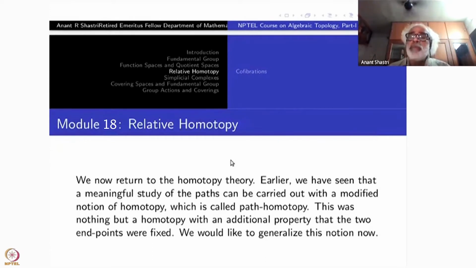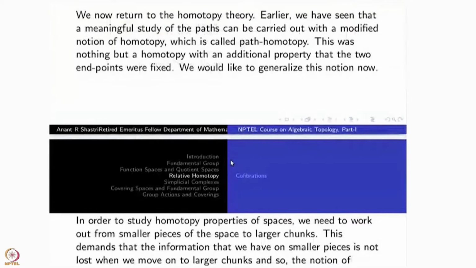Namely, path homotopy was defined as a homotopy which keeps the endpoints fixed. So this idea will now be generalized completely. In order to study homotopy properties of spaces, we need to work from smaller pieces of the space to larger chunks of the space. This demands that whatever information we have collected on smaller spaces is not lost when we move to larger spaces.